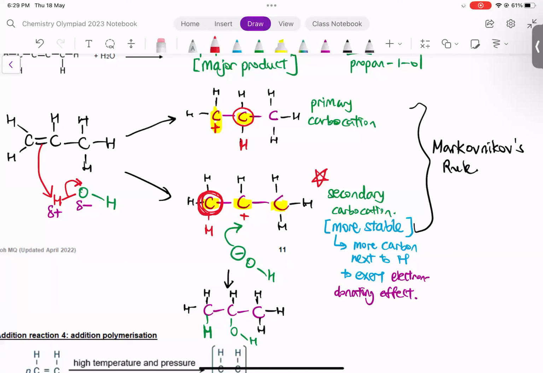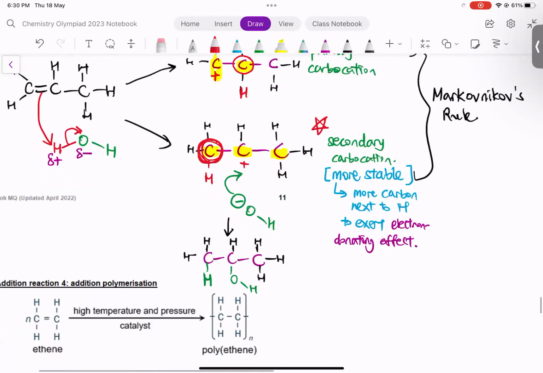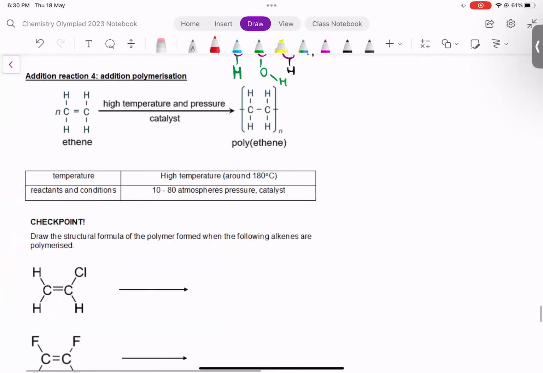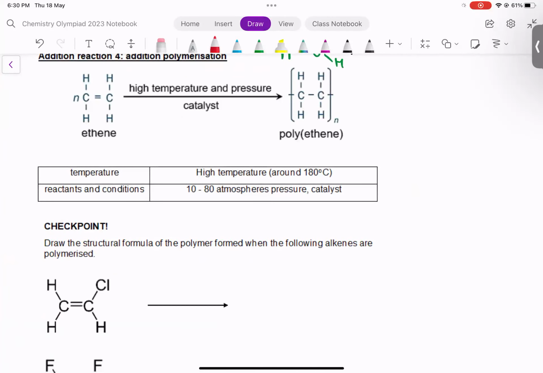Now, finally, we're going to end off with addition reaction number 4, which is addition polymerization. This is how you form a polymer. Polymers are what we commonly call plastics. But plastic is a very layman word. Plastic just means it's a man-made material. This is a man-made material, polyethylene. Polyethylene is made from ethene, obviously. Polyethylene is what's commonly used to make plastic bags, the plastic bags you get from the supermarket, and raincoats, which are all made from polyethylene because it's waterproof.